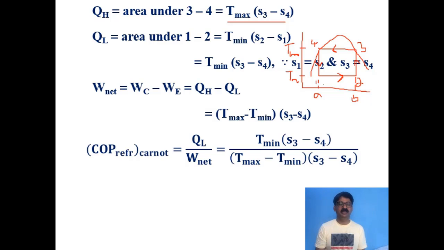So COP of the refrigerator, that is Carnot COP for the refrigerator, is nothing but QL by W net, because QL is the refrigerating effect for the refrigerator, divided by W net. So W net is nothing but T max minus T min into S3 minus S4. QL is nothing but T min into S3 minus S4. So from the above expressions, if we substitute, we get COP of the Carnot refrigerator is T min divided by T max minus T min. So this is how we find the expression for the COP of the Carnot refrigerator.